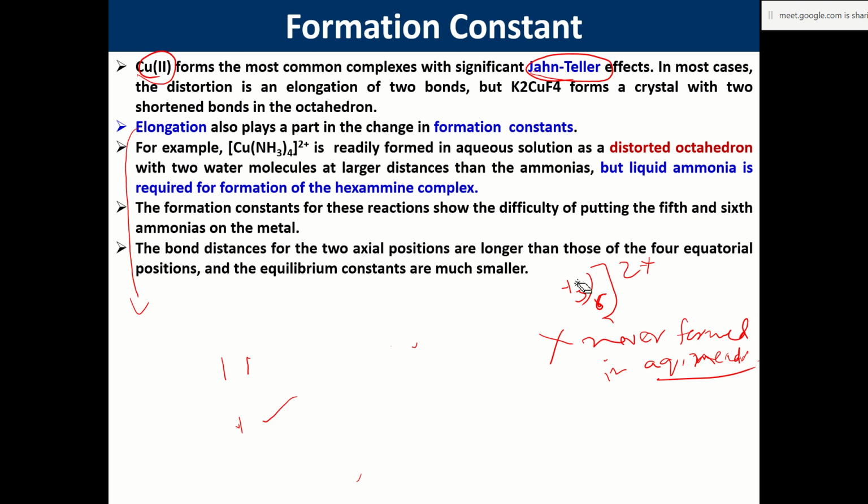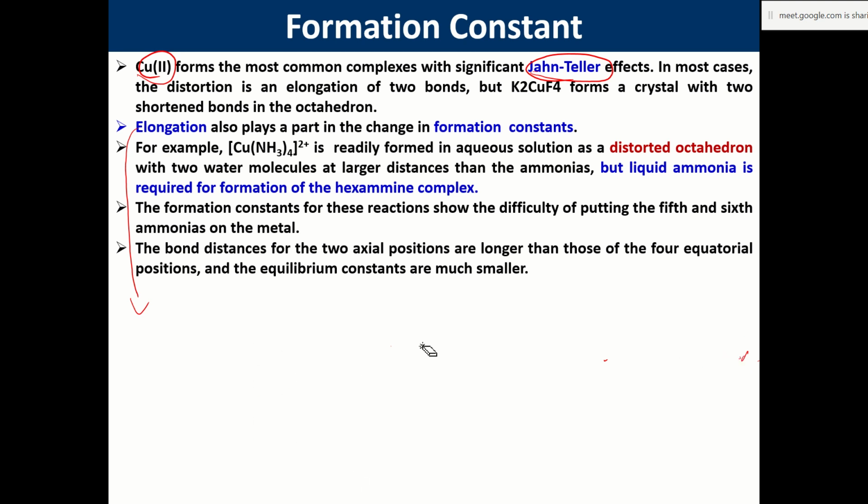Cu(NH3)6 is actually, so this is how you have to see, many books mislead you. In these cases you have to be careful. Whenever you are writing Cu(NH3)4 2+, don't forget there are two water molecules also. It is a distorted octahedron with two water molecules along the z-axis. Many books do not write that, but this is how you have to understand it. Two water molecules are at a larger distance than the ammonias, so these are along the z-axis.